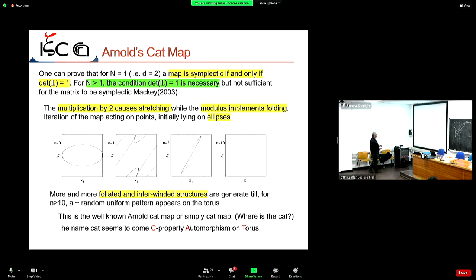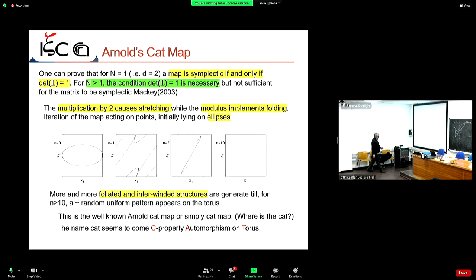Okay, the stretching is due to the fact that the ellipsis is rotated and stretched. But the folding, the modulus, is the folding operation, no? The folding makes the behavior very, very, very difficult to understand. And this is called the cat map. I'm sorry for the quality of the picture. Anyway, it is called the cat map because someone says it comes from the C properties, automorphism on the torus, because in mathematical language the transformation is an automorphism of the torus.